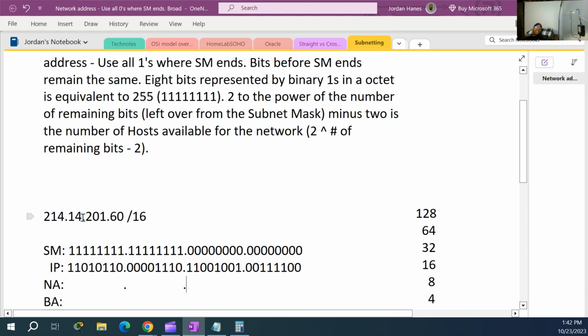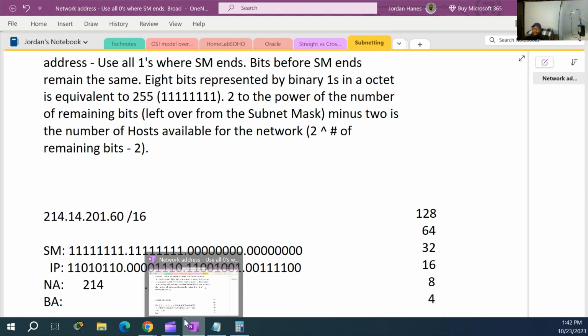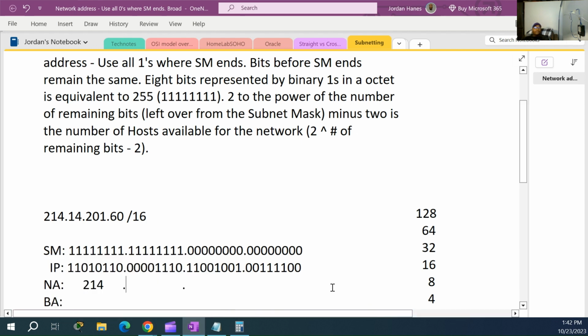And what that means is any portion of the IPv4 address that is included in the subnet mask by all ones before it ends, that portion of the IPv4 address will remain the same. So because the subnet mask ends here at 16, we're going to include 214 and 14 as a part of the network address.